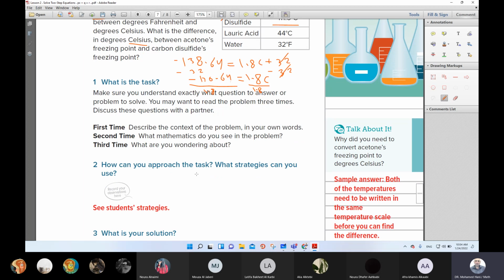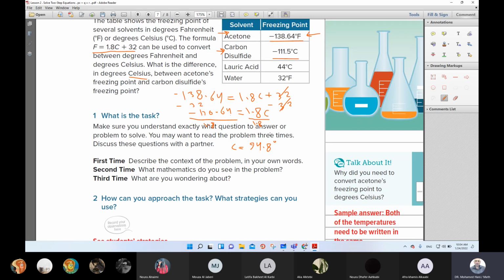And to know how, you can do long division. You can do long division between 170.64 divided by 1.8. So C equals 94.8. This is degrees Celsius. And this is for what? This is for the acetone. And this is for the carbon.